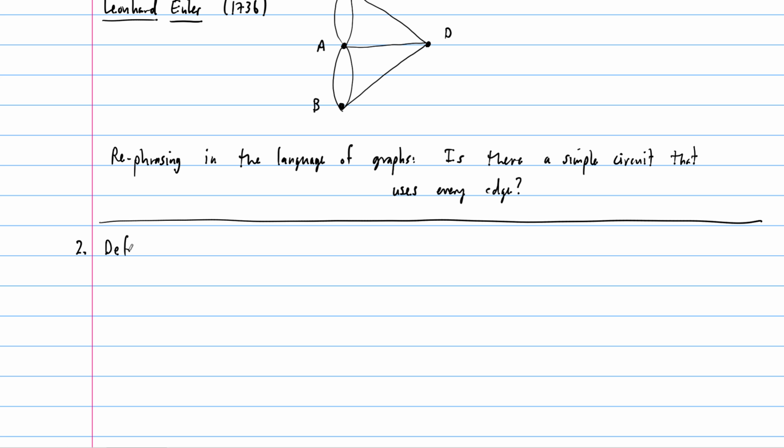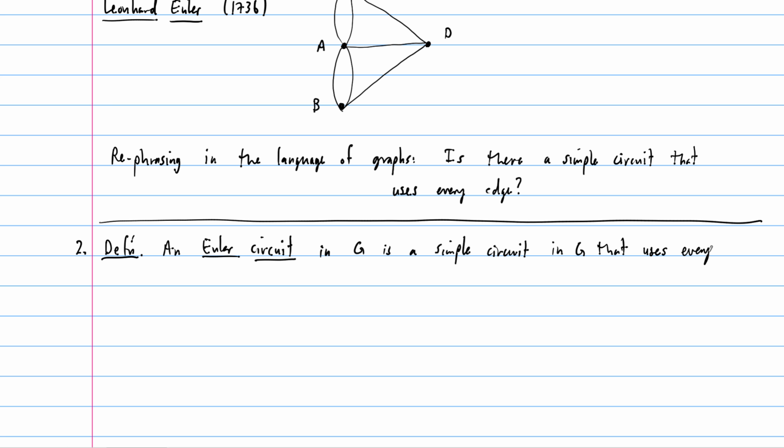So the definition that this is going to lead to is an Euler circuit. An Euler circuit is exactly a simple circuit that uses every edge, contains every edge of G. So an Euler circuit in G is a simple circuit. Remember, the word circuit means that the starting and ending vertex of the path are the same. So it's a simple circuit in G that uses every edge.